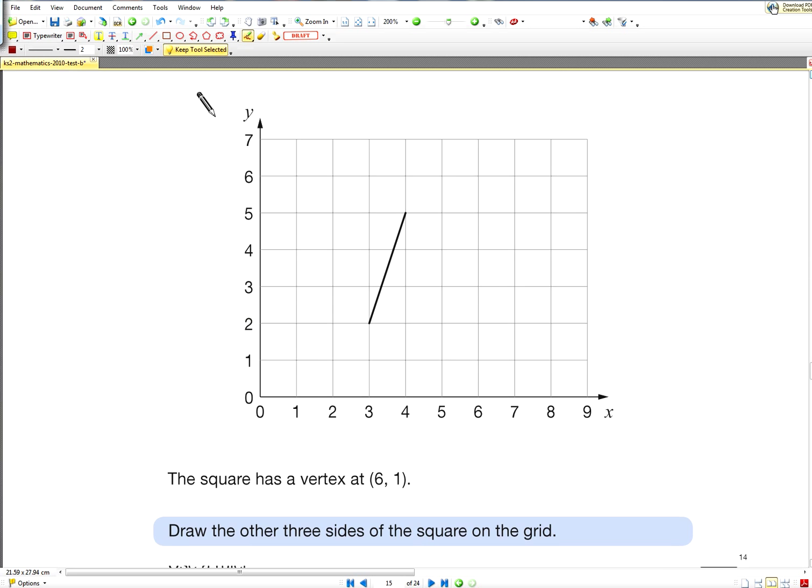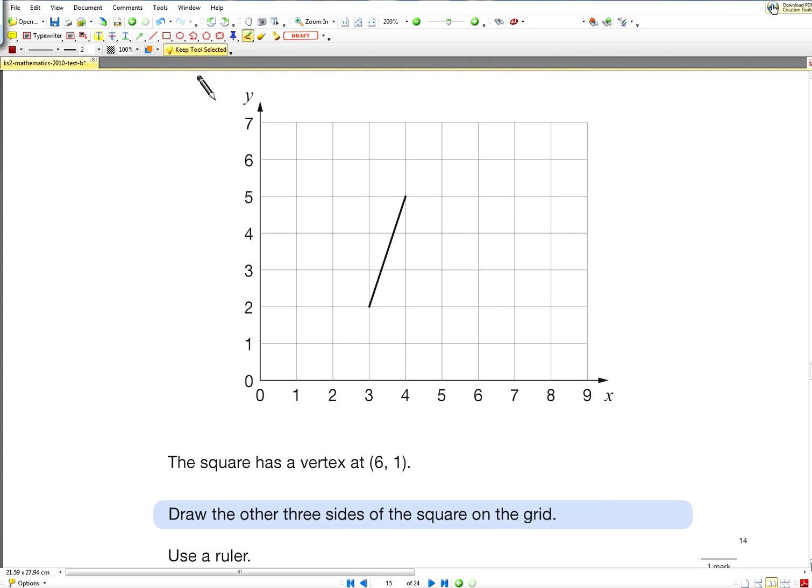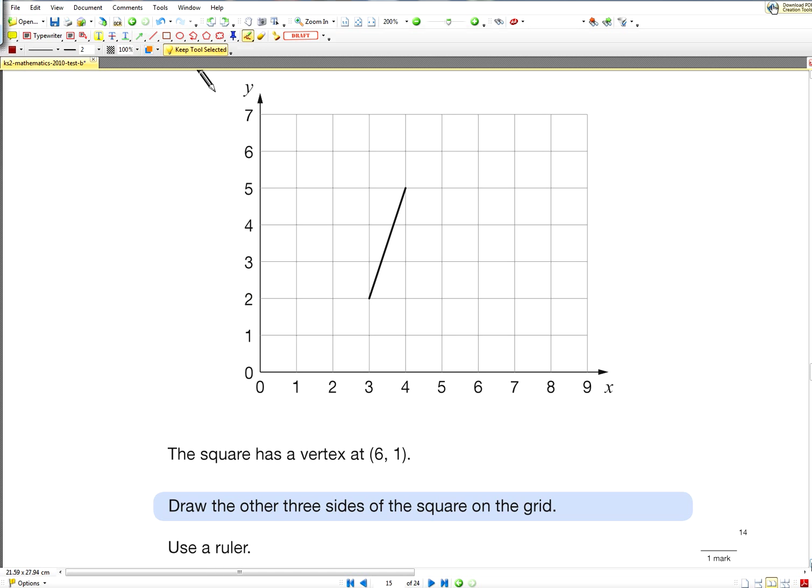Here's one side of a square drawn on a coordinate grid. Well spotted, Zainab. Thank you for that. The square has a vertex at (6, 1). So let's put that one in. So (6, 1), where is that? Let's have a look. We've got our pen. (6, 1) is over there.